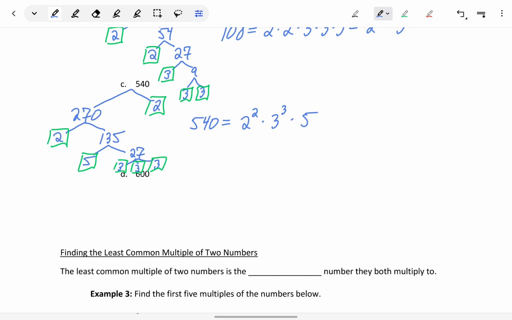We'll take a look at one last example here. In part D, we have 600. Any number that ends in 0 is also divisible by 10. So we could start off by branching this into 10 times 60. Neither of those are prime, so we have to keep dividing. 10 is divisible by 5, which would give us 5 times 2. Both of those are prime numbers, so those two branches terminate.